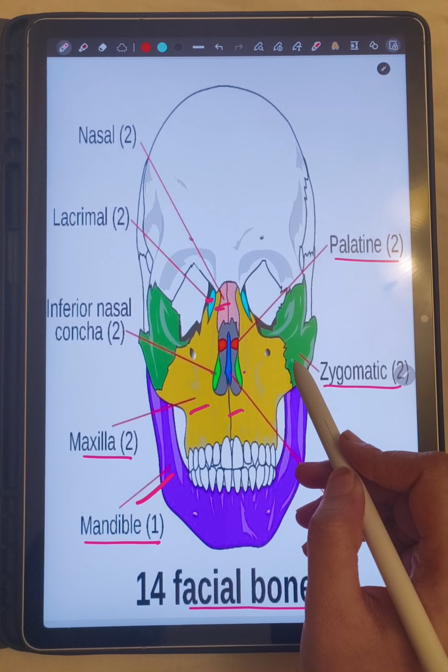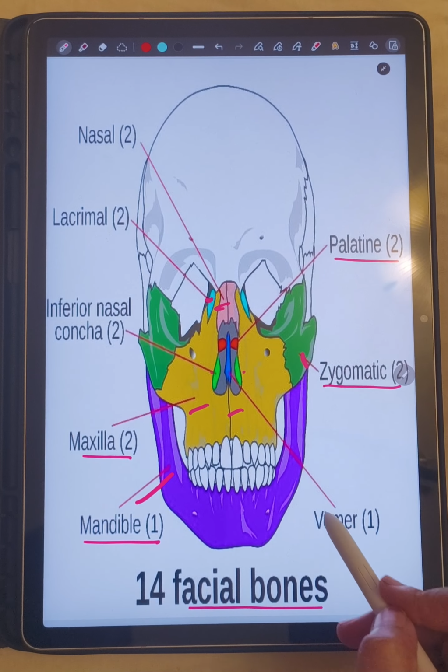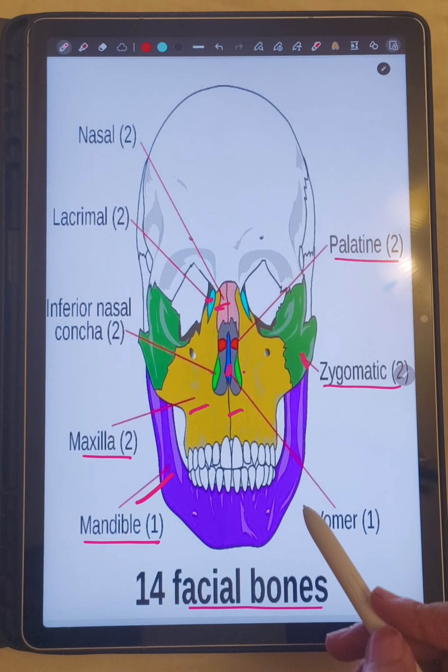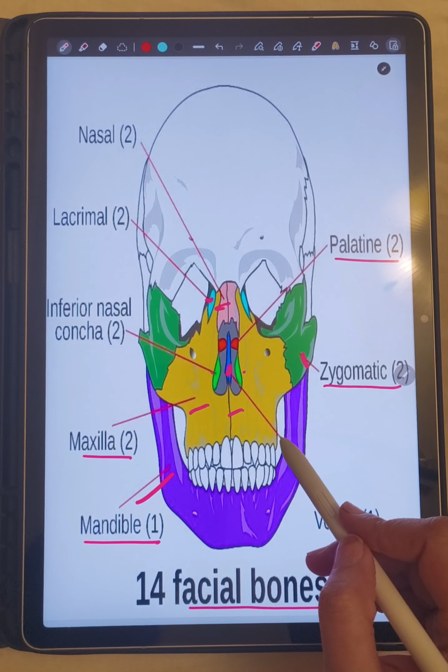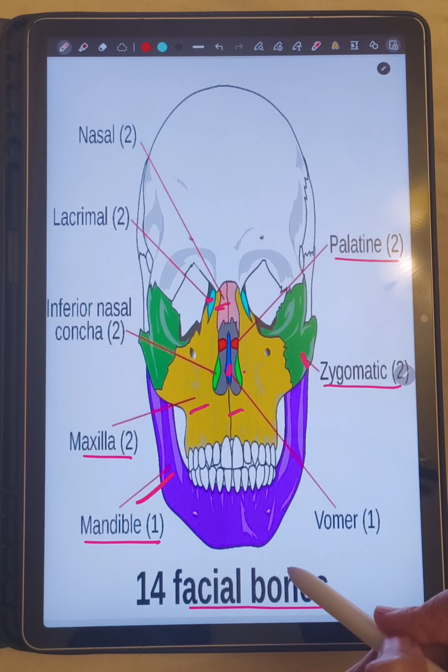Cheekbone. It forms the prominence of the cheek and part of the eye socket. Next is the vomer. The blue colored bone is the vomer. It is a thin, flat bone in the nasal cavity. It forms the lower part of the nasal septum, which divides the nostrils. These are the 14 facial bones.